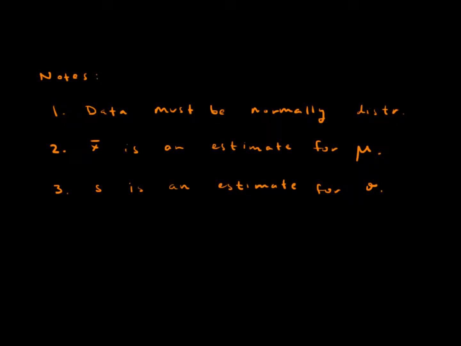This video is about the empirical rule, which I think offers an easy interpretation of the standard deviation. A couple notes first. The data must be normally distributed, so in order to apply the empirical rule, you must have normally distributed data. Second, x bar, which is the sample mean, is an estimate for mu, which is the unknown population mean. And third, s, which is the sample standard deviation, is an estimate for sigma, which is the unknown population standard deviation.